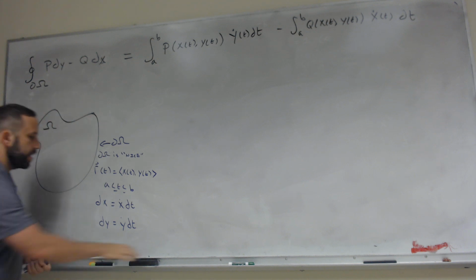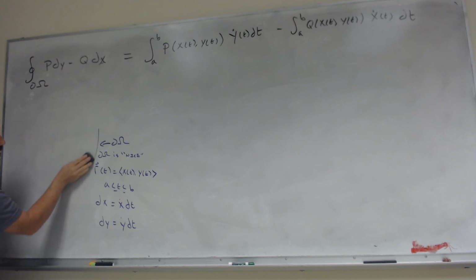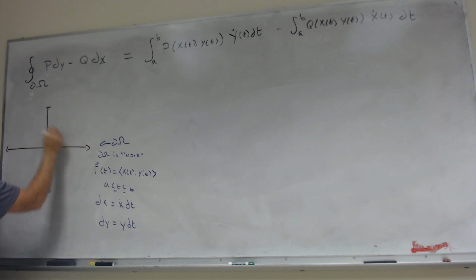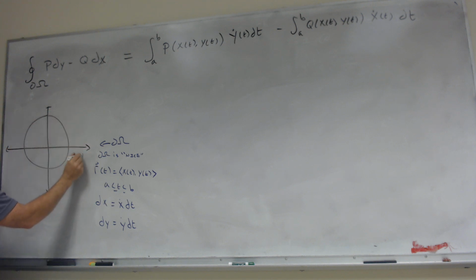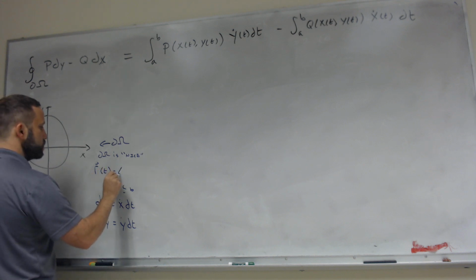So let's look at a specific example here. Instead of this omega, let's say our omega is a disk of radius 1 centered at the origin. This is the x-axis, this is the y-axis. Okay, so if we come over here, our parameterization is going to be cosine t, sine t.